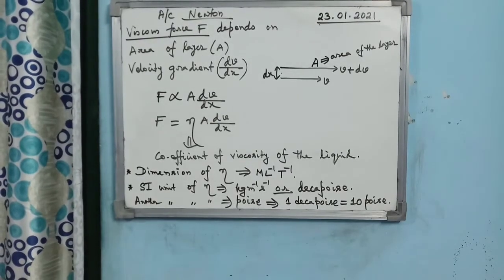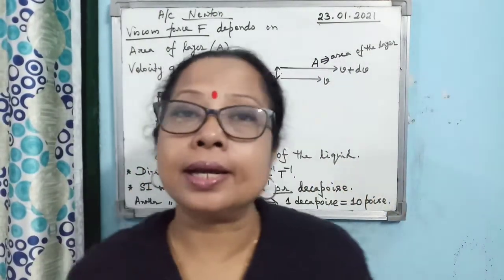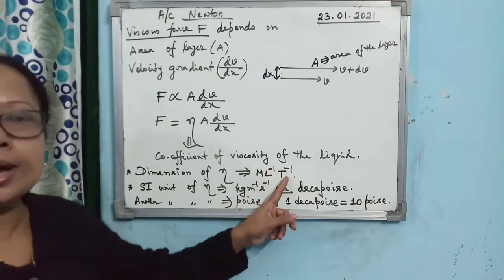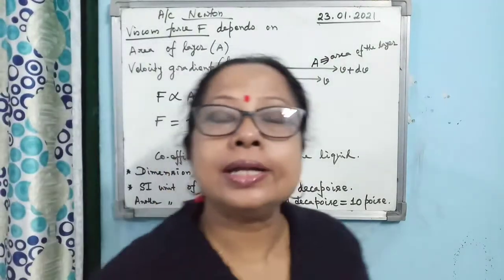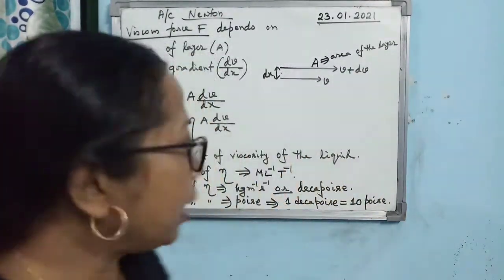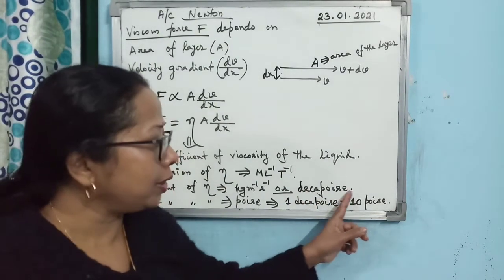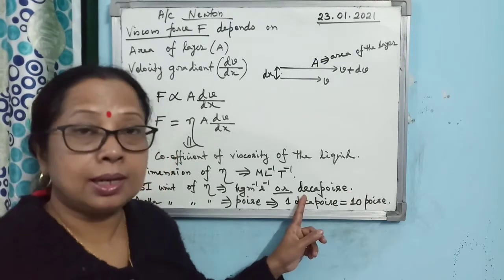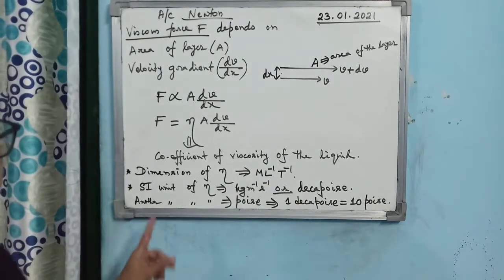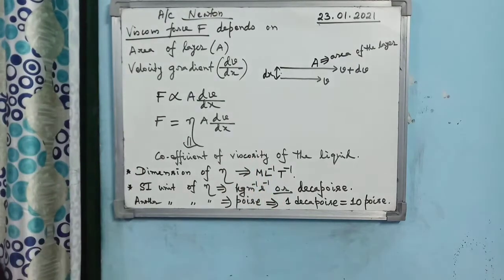Next is coming, what is the dimension of eta? I have not shown the derivation because in the dimension analysis chapter, you have done it already. What is the dimension of eta? M L to the power minus 1, T to the power minus 1. And what is the SI unit of eta? The SI unit of eta is decapoise. When you are writing decapoise, remember that all should be written in small letters, no capital. And if you write it in base units, what will it be? kg m to the power minus 1, second to the power minus 1.